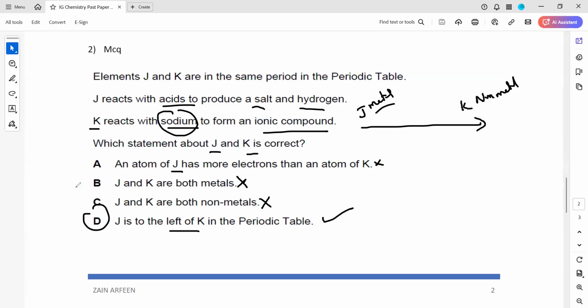Because J is a metal. Metal is on the left-hand side and non-metal on the right-hand side. No, this is metal, and what you are saying is no. You're talking about state. You're saying solid, liquid, gas. We are talking about the nature of the element. An element can be a metal or a non-metal or a metalloid. And most of the metals are solid except mercury, which is liquid.